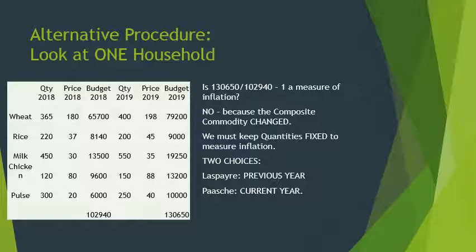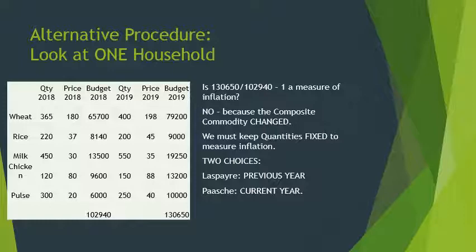Now we look at what happened in 2019, and the household changed the quantities. Though it used to purchase 365 units of wheat, now it purchased 400 kilos of wheat in 2019. The rice purchase went from 220 kilos in 2018 to 200 kilos in 2019, and similarly the milk consumption increased from 450 to 550 liters, the chicken consumption increased, the pulse consumption decreased. So there are new quantities and new prices, and we can calculate the new budget, and it turns out that the budget for the household was 130,650 rupees.